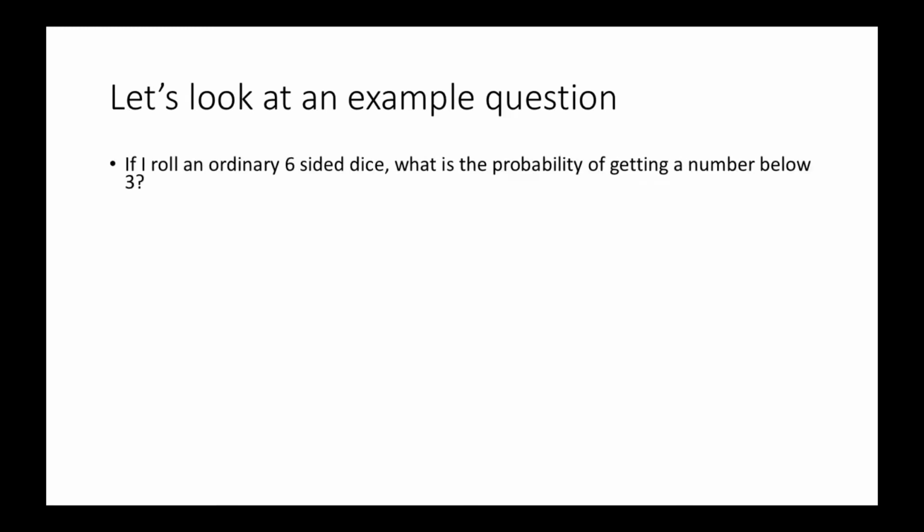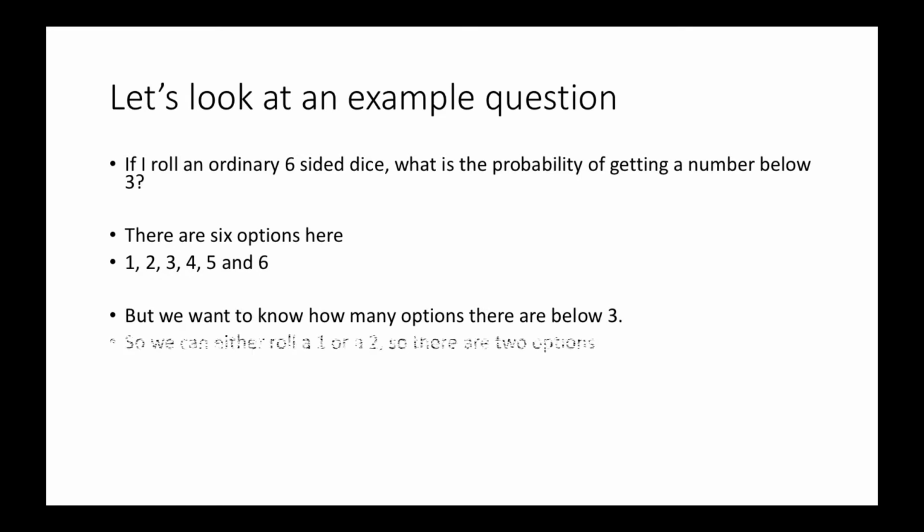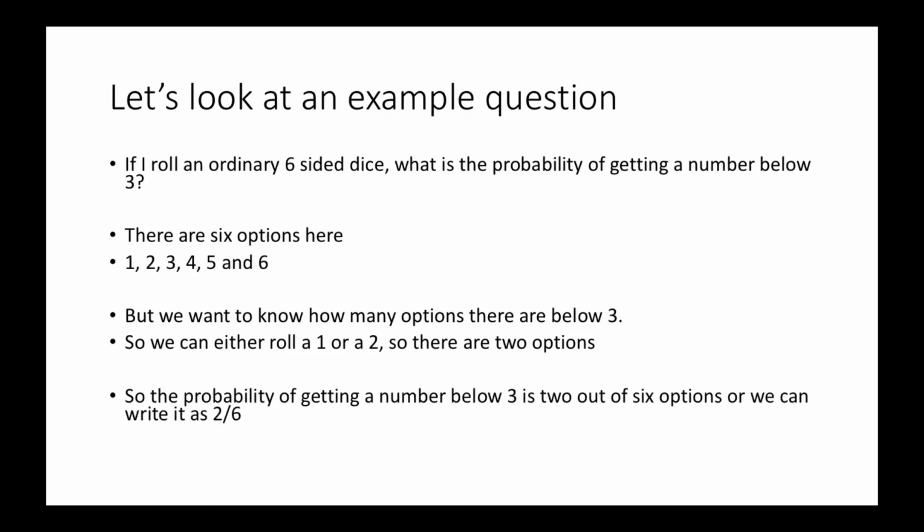Okay, if I roll an ordinary 6-sided dice, what is the probability of getting a number below 3? There are 6 options on a dice, 1, 2, 3, 4, 5 and 6, but we want to know how many options there are below 3. We can either roll a 1 or a 2, which are the only 2 options. So the probability of getting a number below 3 is 2 out of 6 options, or we can write it as 2/6.